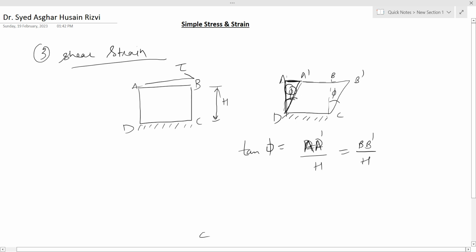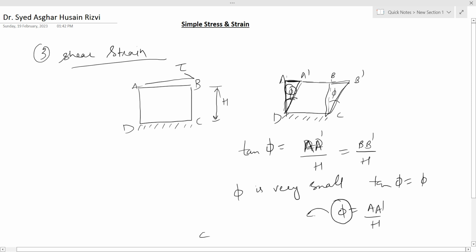Both triangles are same. Since this phi is very small, tan phi equals phi, and thus phi equals a dash upon h, and this phi is the shear strain, and it is representing the shear strain that is developed in the material due to shear force that is acting upon the body.